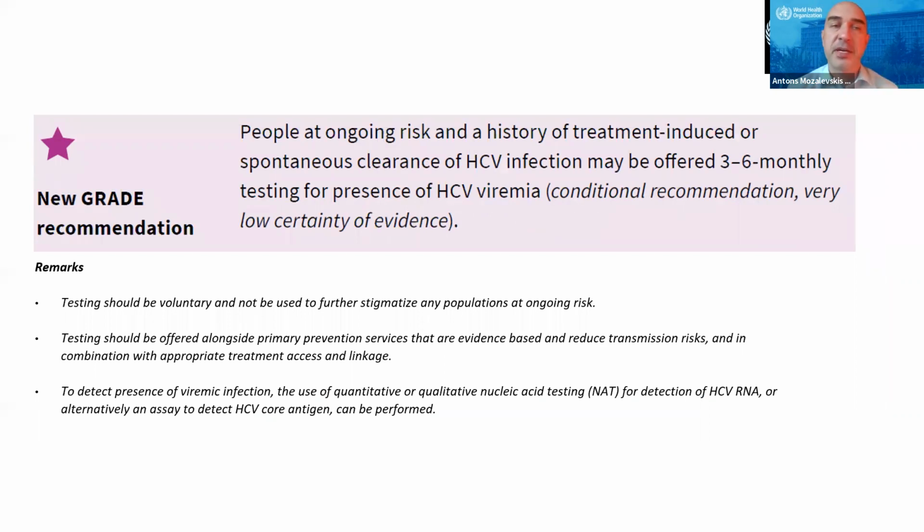There are two new recommendations specific for hepatitis C. The first one is related to people who are at ongoing risk and have a history of treatment-induced or spontaneous clearance of HCV infection, who should or may be offered repeated testing for the presence of HCV viremia. To say it in more simple words, this is a recommendation for testing for reinfection of hepatitis C for people who are at risk. And those are mostly people who inject drugs and sometimes men who have sex with men. For those people, even after clearance of HCV infection, if there is ongoing risk, they should be offered testing for HCV viremia directly without testing for anti-HCV antibodies, because as we know, they can stay positive even after cure. Next slide.